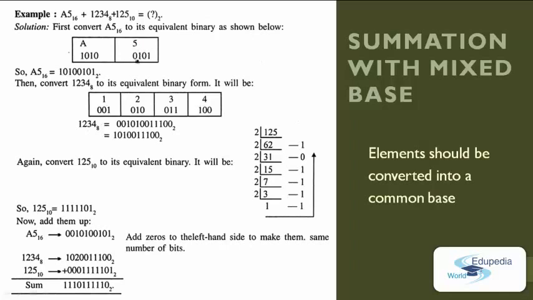5 is 0101. A, that means 10, it is equivalent to 1010. So A5 can be represented as 10100101. So this is the binary representation of hexadecimal number A5.